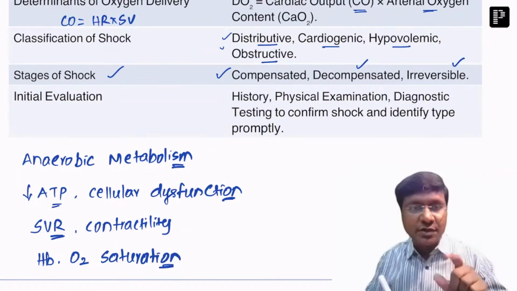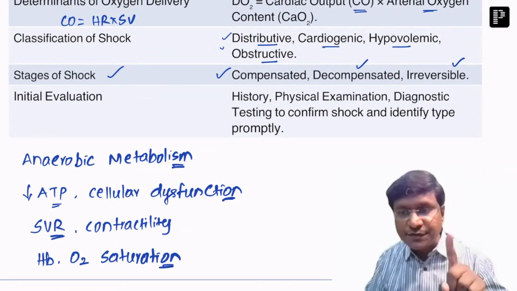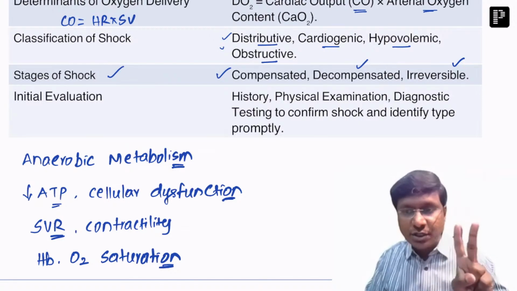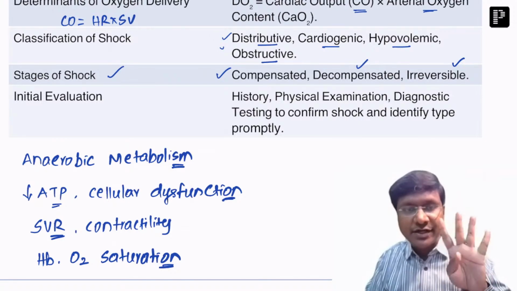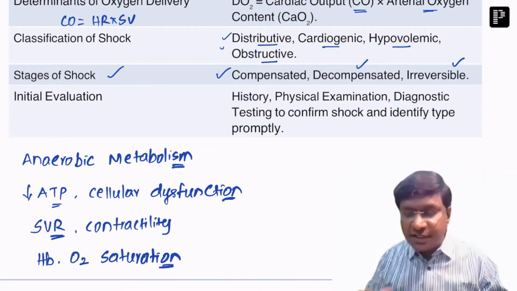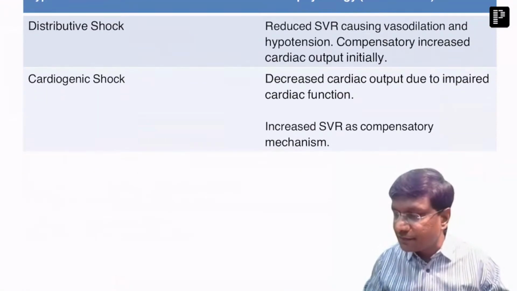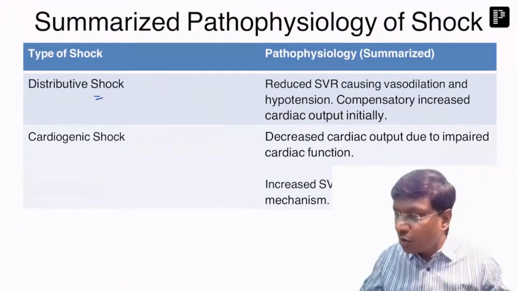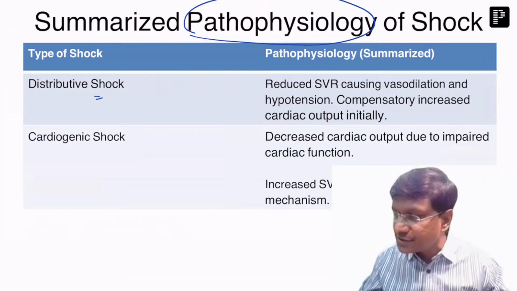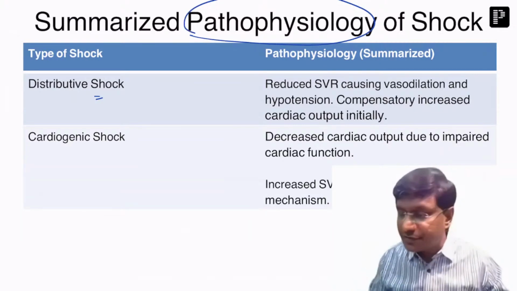So what are the types of shock we have discussed? That is the distributive shock, then cardiogenic shock, then hypovolemic shock, then obstructive shock. So first, let me take up the discussion of the distributive shock. What exactly happens in these patients with the distributive shock?